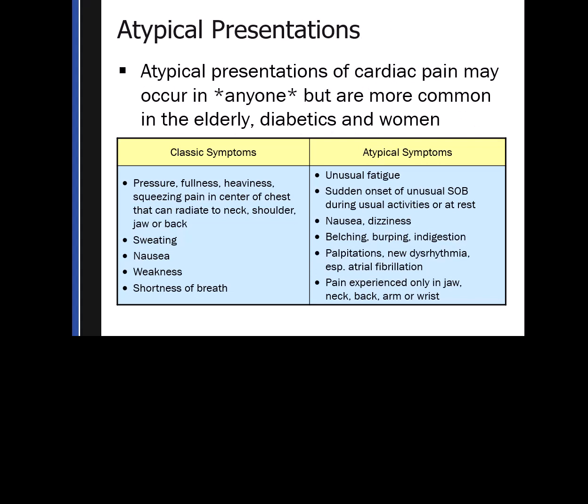Now, there are some atypical or unusual symptoms that we will see. Primarily, and I want you to burn this into your brain, we see it somewhat in the elderly, but we most definitely see it in females and diabetics. And we've kind of already talked about this a little bit. But for females and diabetics, rather than having a complaint of chest pain, nausea and vomiting, diaphoresis, their only complaint may be a sudden onset of unexplained fatigue.